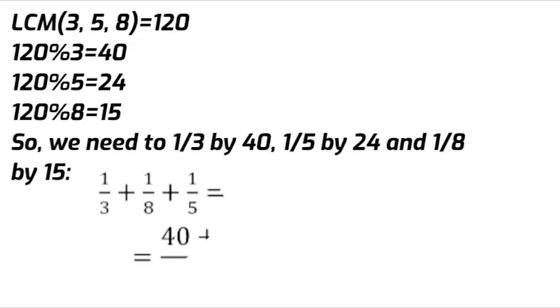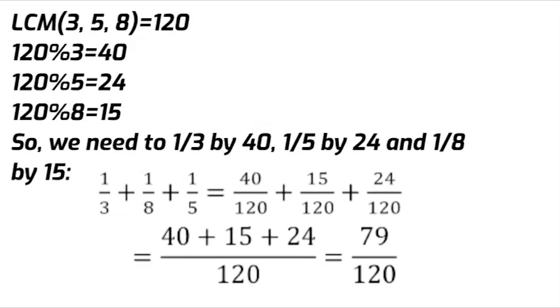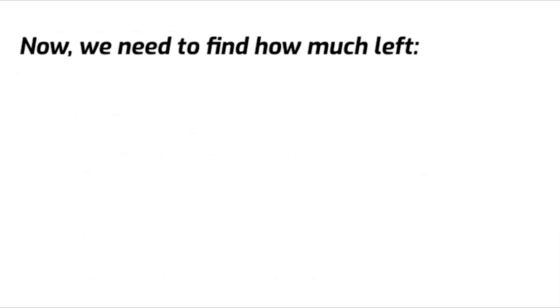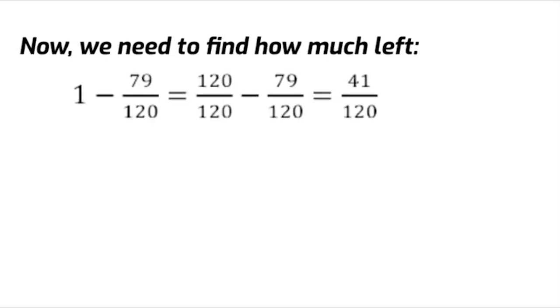If we expand the fractions accordingly, we get 40 over 120 plus 15 over 120 plus 24 over 120, and it equals 79 over 120. Now we need to find out how much is left. Since there is one whole in the beginning, we subtract 79 over 120 from 1 and get 41 over 120.